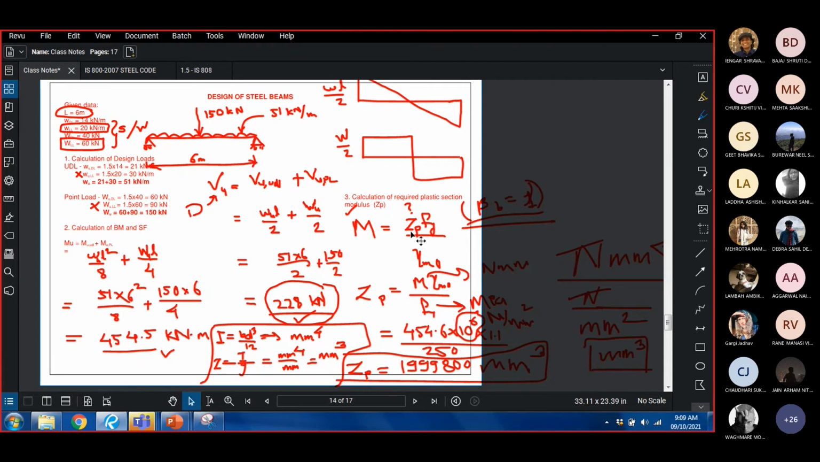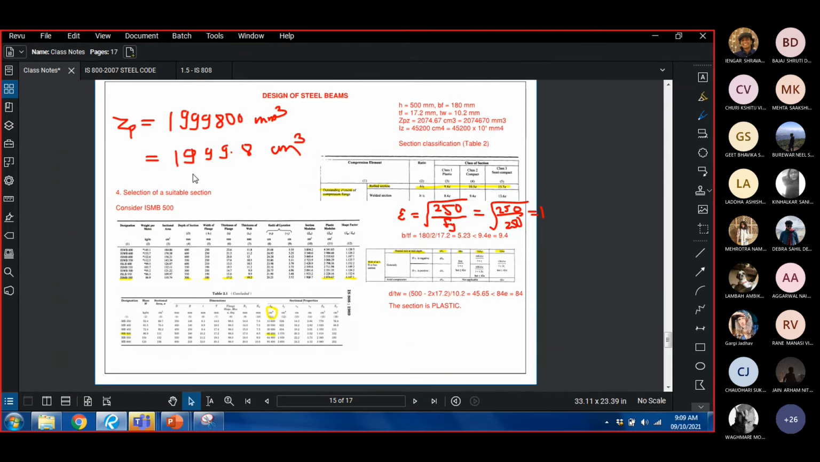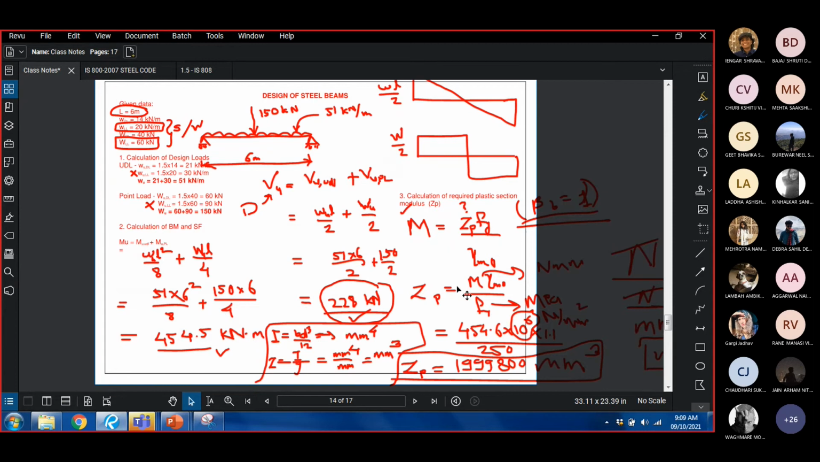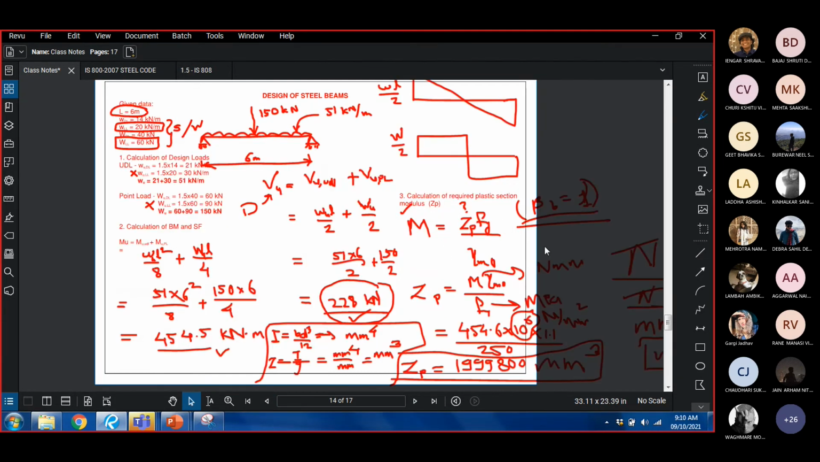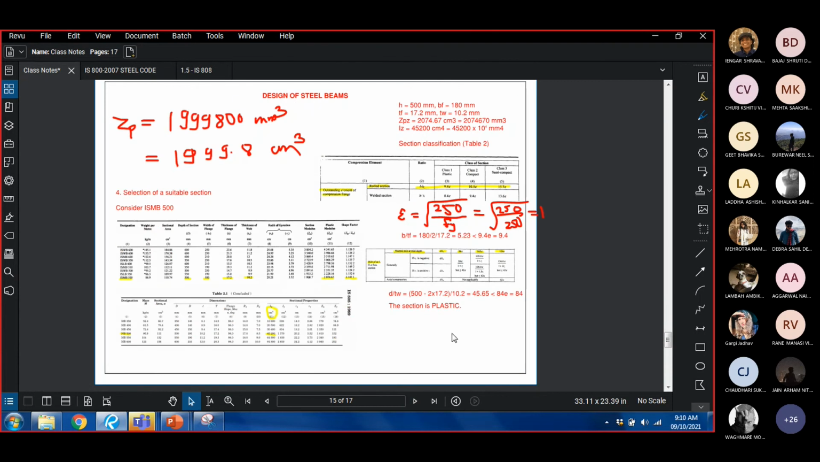So we start with the basic bending formula. Calculate the value of Zp. Choose a section that has the value of Zp greater than this, because naturally, if you choose that particular section, it will have a value of bending moment resistance greater than this value. Note down all its properties, and just prove that the section is plastic, because this formula is valid only for plastic or compact sections. ठीक है, now bending का story खत्म.